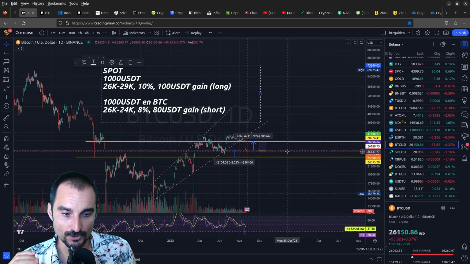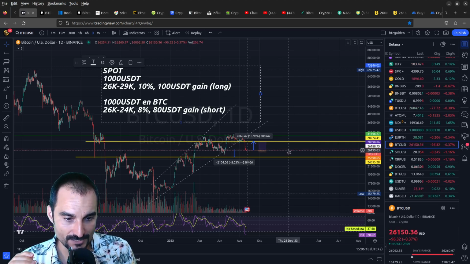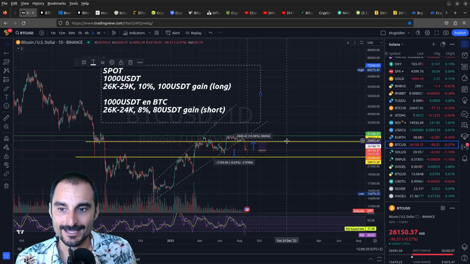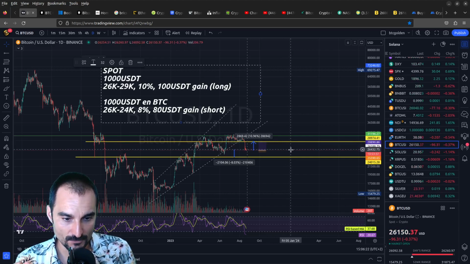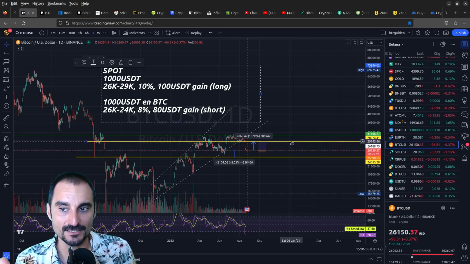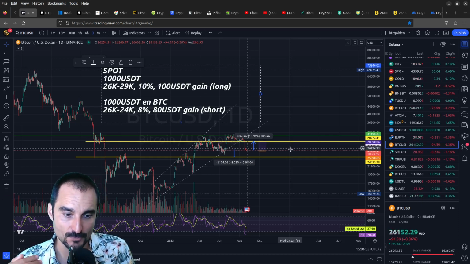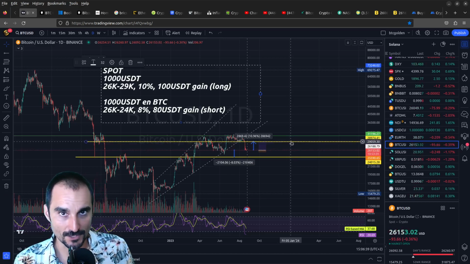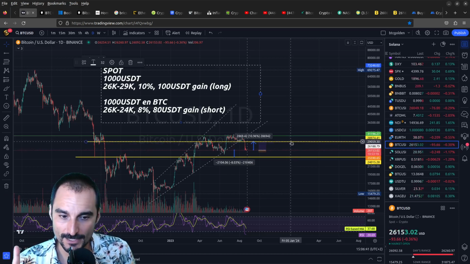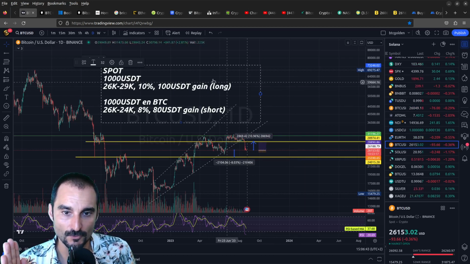I repeat it again. The price of Bitcoin is 26, it goes up to 29, and there we earn 10%. What would we do? Here we would have USD dollars, we would buy Bitcoin, the Bitcoin price would go up, and here we would sell Bitcoin and keep dollars. So here we would have $1,000, and here, when it went up, we would have $1,100. That would be bullish or long spot.